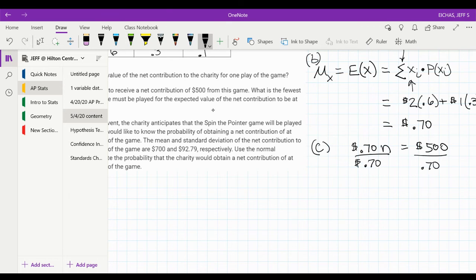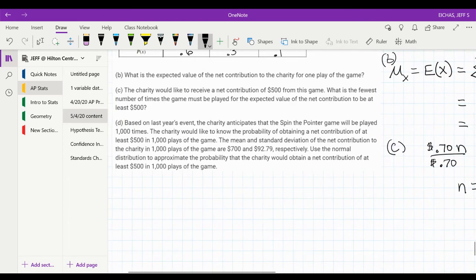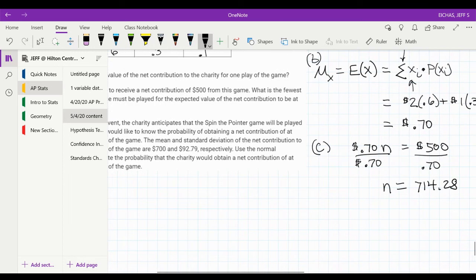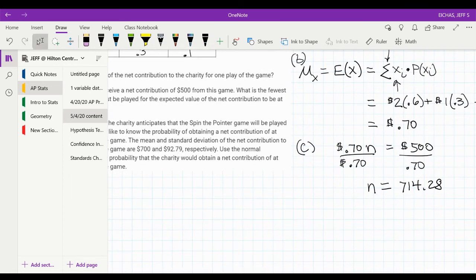Okay. And I'm getting 714.28. Now, this is actually a standard. One of the standards is we don't round sample sizes to where we should. We kick them up to make sure that we're at least. And that's what this said, at least 500. So if we said 714, we would have missed that standard. We have to say we need to go 715.